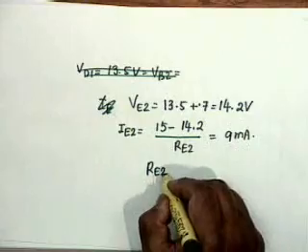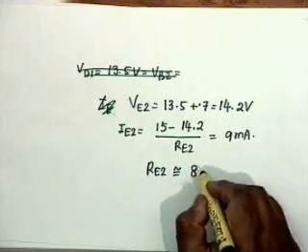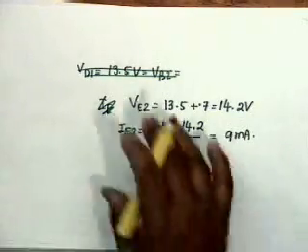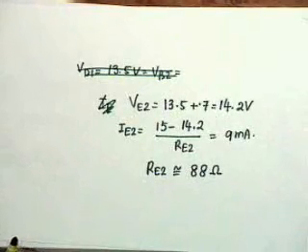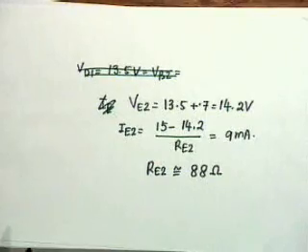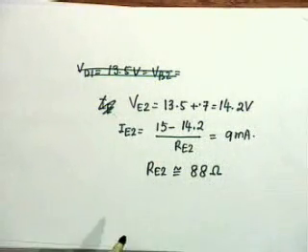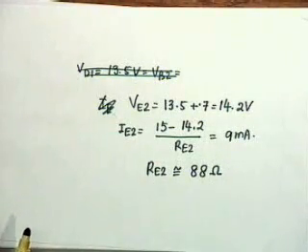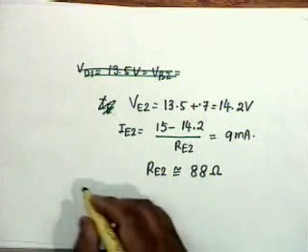And from which RE2 comes out as approximately 88 ohms. I have made some rounding just to make a quick calculation, just not to spend more time on the calculator. So there may be small difference in the second place of decimals.